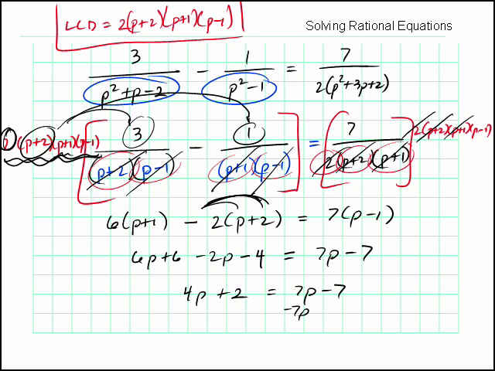Subtract 7p from both sides. Subtract 2 from both sides. Negative 3p equals negative 9. And dividing, I get p is 3.